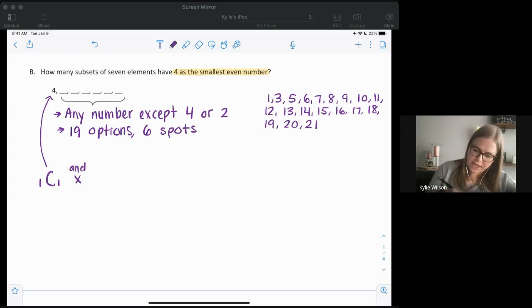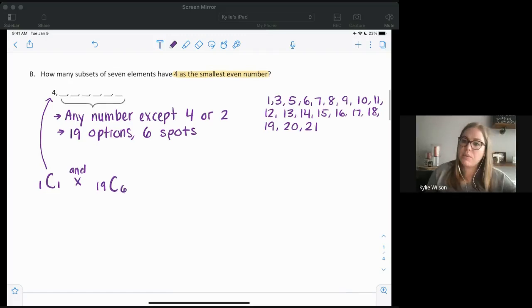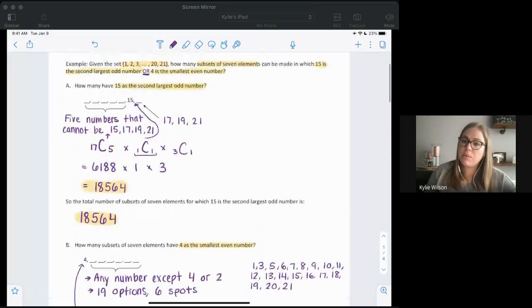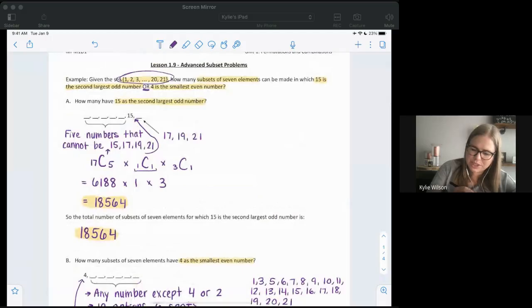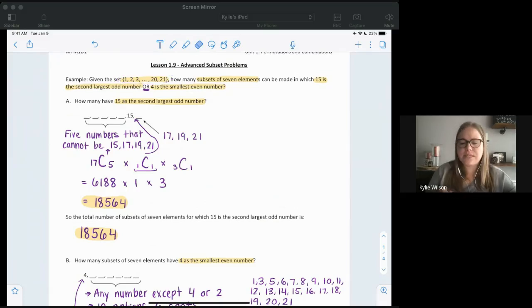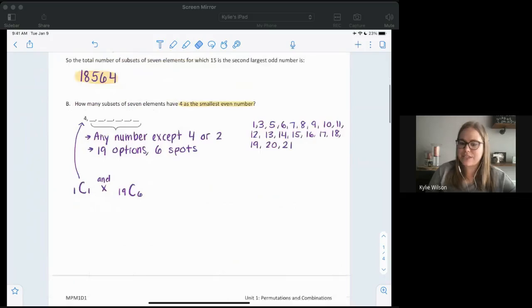So we have 19 to choose from, and we want to choose 6. Why did I stop at 21? Because in the set I'm using, it only goes up to 21. So in the question, we can only use the numbers 1 to 21. That's why. So just from the question, it would tell you which numbers you can use at the very beginning for any question like this.